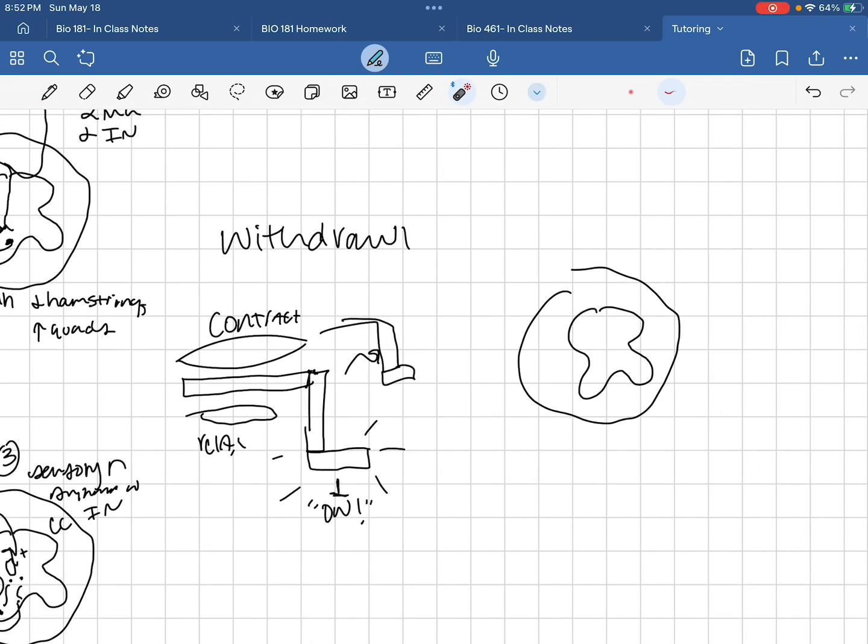So we have our stimulus right here, the stimulus, right? And then it's going to go over to the dorsal root ganglia. So stimulus, dorsal root ganglia. We're going to synapse with the, not intermotor neurons, what am I saying?